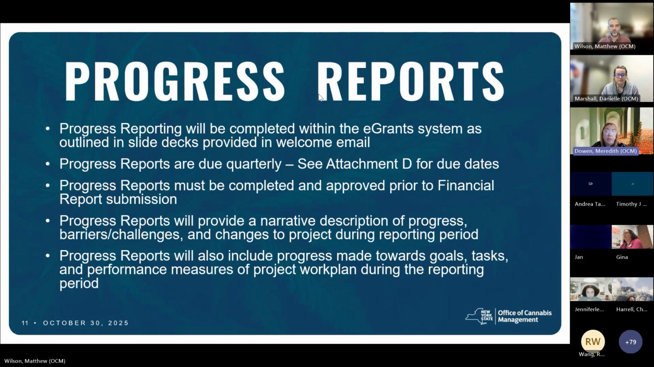So progress reports, those are going to be completed within the eGrant system. They're going to be due quarterly. As you might have noticed in attachment D, we did combine the first 2 quarters just to allow for the timeline that we're currently on. Again, they're going to be due on 11/21. Carrie, I see your question. We will get to that a little bit later. So they'll be due 11/21. And the reporting period is from April 1st through September 30th. And again, due 11/21. So the timeline is as this.